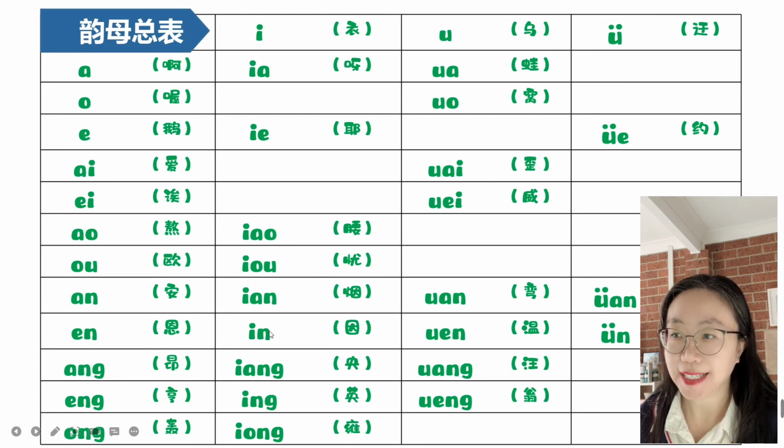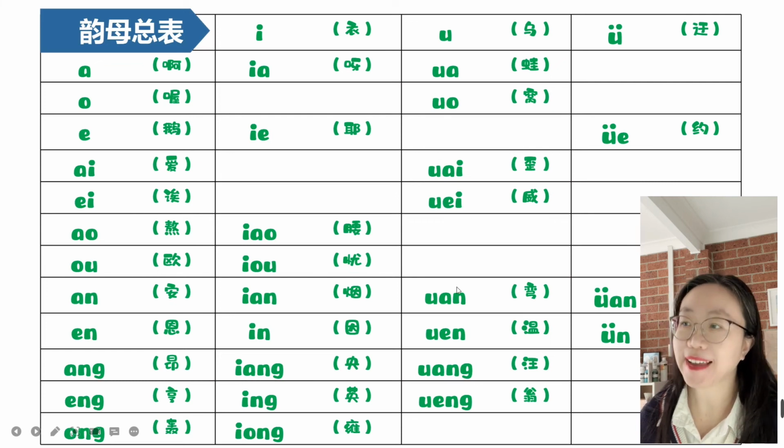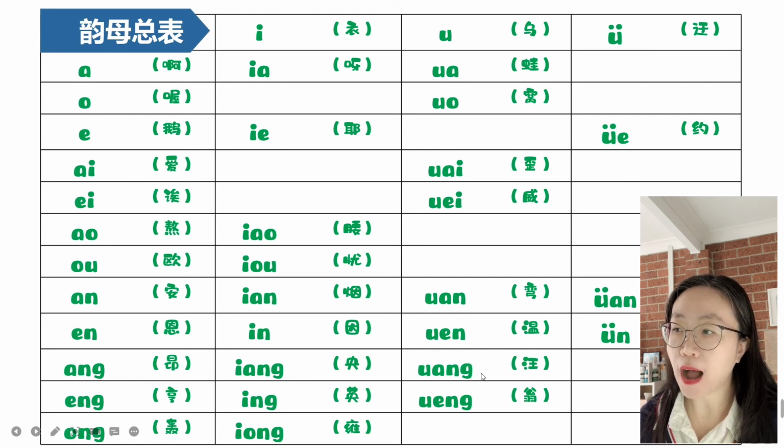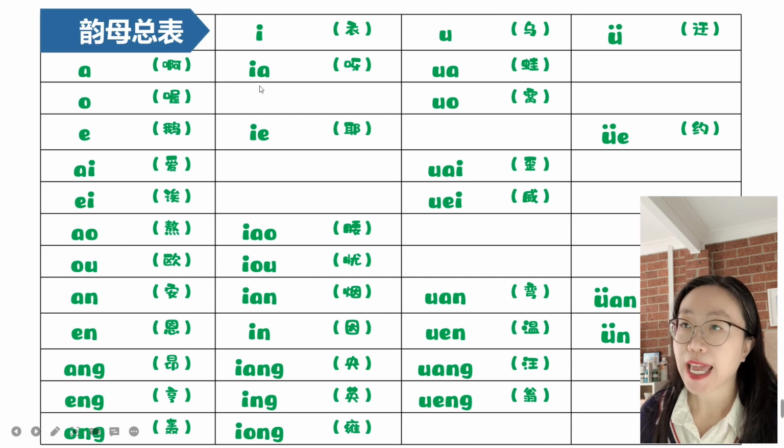yan, yin, yang, yin, yong. And this line, wa, wo, wai, wei, wan, wen, wang, weng. And the last line, yu, yue, yuan, yun. And here I will explain how we write them.